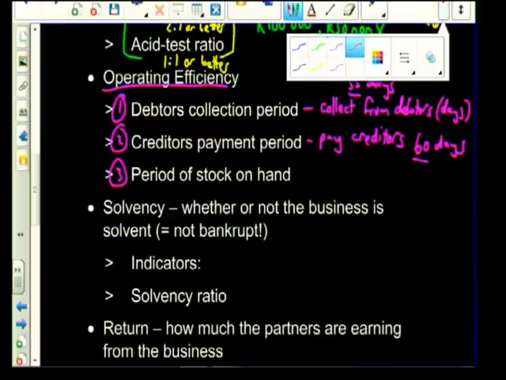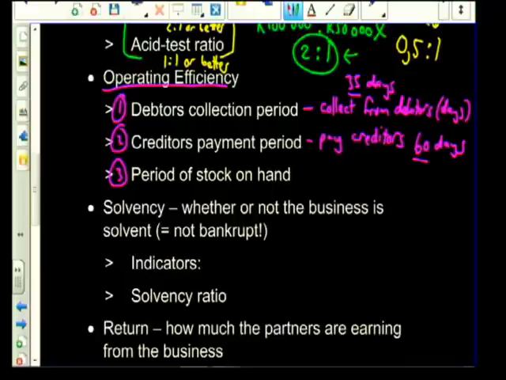But let's say that it was the other way around, and let's say that we had a situation where the debtors collection period was 60 days and the creditors payment was only 35 days. What that means is that we are waiting on average 2 months, 60 days, to get our money from our debtors, but we're paying back our creditors at the end of every 35 days. So we don't have the money yet from our debtors, because we're waiting until 60 days are over before we get it, but we have to pay the creditors now.